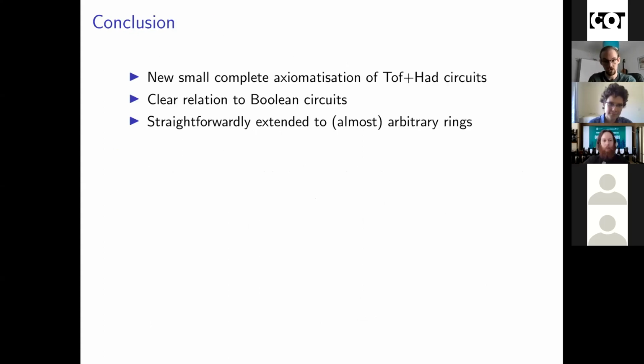Okay, so, conclusion. I presented a new small and complete axiomatization of Toffoli+Hadamard circuits, which has a clear relation to Boolean circuits. And this is straightforwardly extended to a completeness result for almost arbitrary rings, which includes the universal fragment for quantum computing.